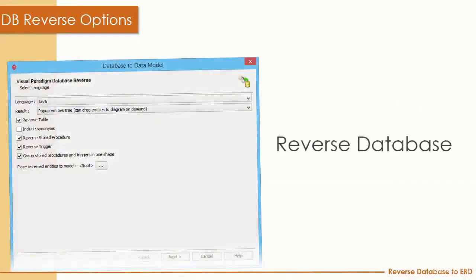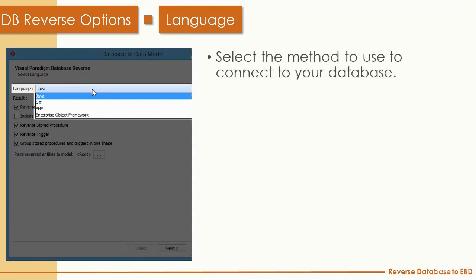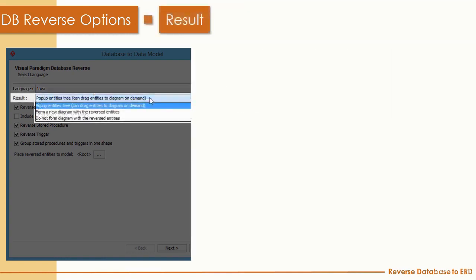Let's move on to talk about the different options. When you reverse the database, you will see a lot of options. The first one is the language. You can select which method you want to use to connect to the database. You can select Java, where the JDBC driver is used, or if you're using C#, it uses the adapter file. The second option is the result. How is the reversed result shown? This is what we see as the list, and by default it is a pop-up entity list.